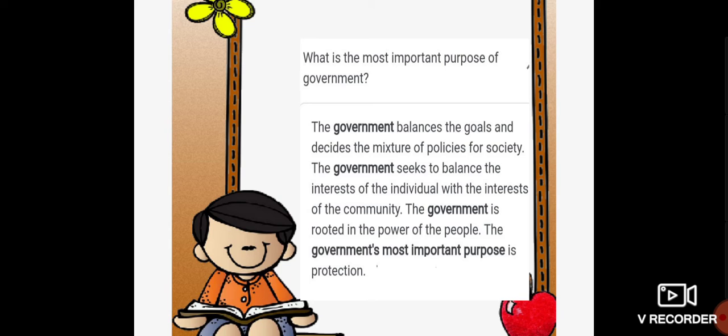Understood? So this government is rooted in the power of the people. Okay, who are the people? We the people. Every person is very important in the group. And how can we make the group? If we are united. Understood? So this government is rooted in the power of the people. Understood the meaning? That's why the government is protecting us as citizens of this country, as people of this country. Okay.